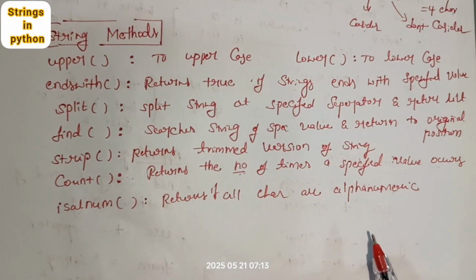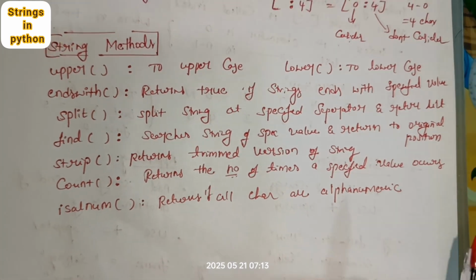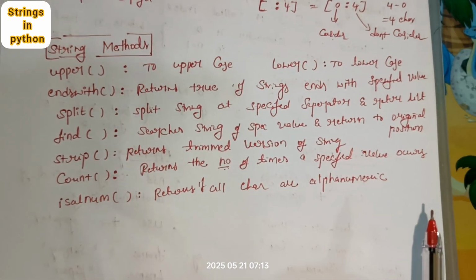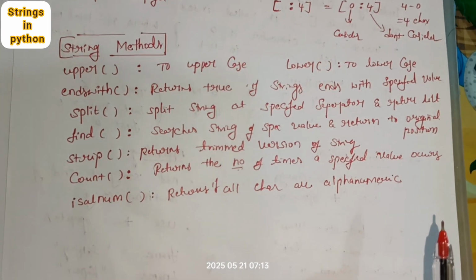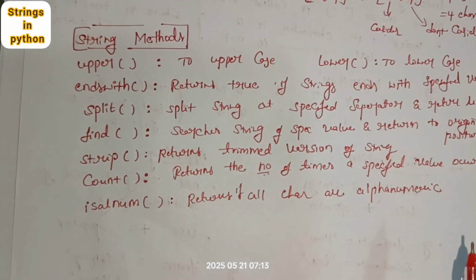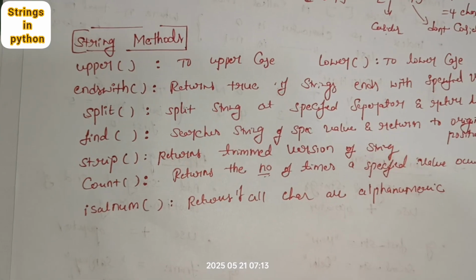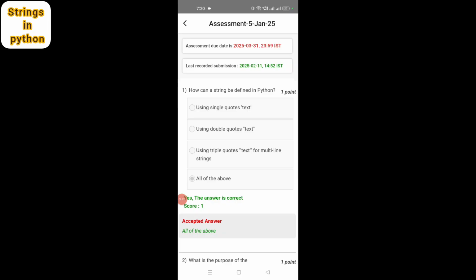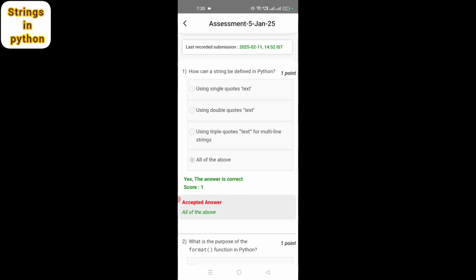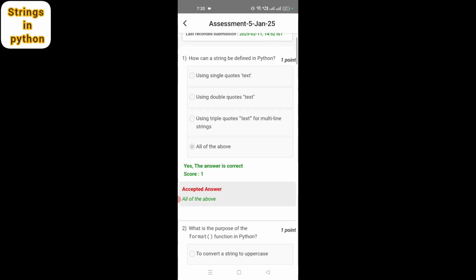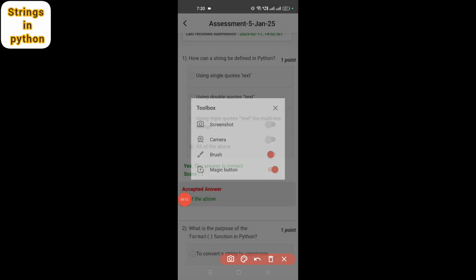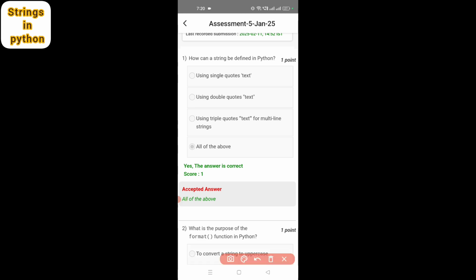So you'll see here, the next part is we'll solve an assignment, so that you will understand this string case. We'll see this assignment about strings. How can a string be defined in Python? I already told this: you can use single quotes, double quotes, or triple quotes for multiple-line strings. All three are correct here, so the answer is all of the above.